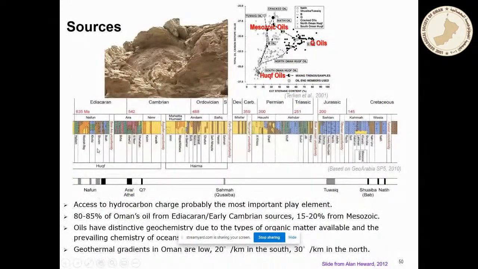So we have different types of source rocks that span time from the Precambrian, up to 600 million years ago or so, to quite recent, as we see from the Natih source rocks.